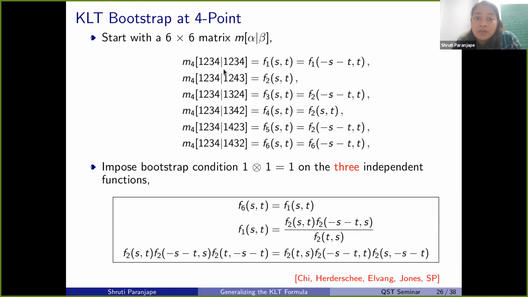So actually, even between these 6 different orderings, there are relabelings. And so you actually only have 3 independent functions on which you can now place these self-consistency bootstrap conditions. So yeah, 1 × 1 = 1 again, and you apply that, and you get F6 and F1 in terms of F2. Additionally, F2 has to satisfy the third condition at the bottom over here.